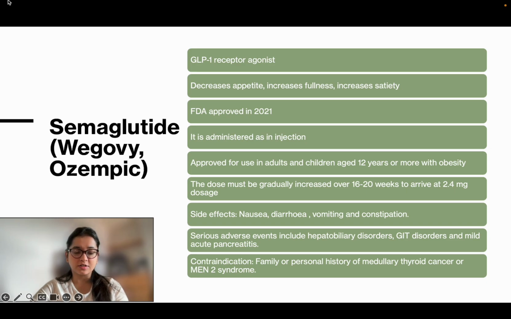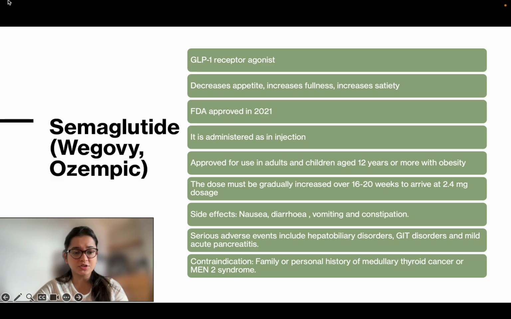Semaglutide is given as an injection and is approved for use in adults and in children who are 12 years or older with severe obesity. The dose is gradually increased over a period of a few months to arrive at the 2.4 milligram dosage. There are a few side effects of semaglutide, like nausea, diarrhea, vomiting, and constipation. But there are a few serious adverse events as well, like hepatobiliary disorder, GIT disorder, and mild acute pancreatitis.